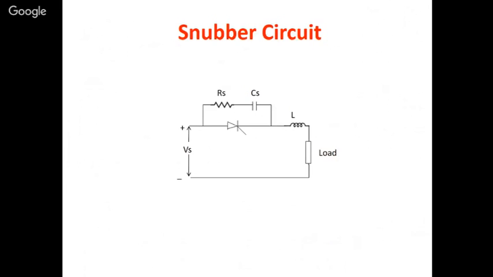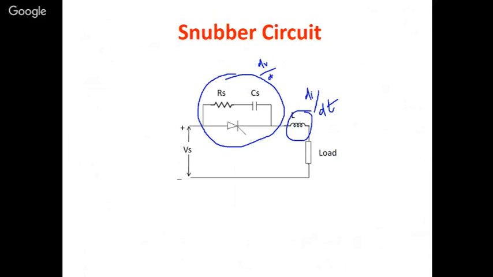Okay, next is the snubber circuit. This is the circuit which is used for dV/dt protection. This portion is the main portion which is used for dV/dt protection, and this inductor is used for di/dt protection, that is the rate of change of current. The di/dt, the rate of change of current, will be protected by this inductor, and here dV/dt is protected by this snubber circuit. Okay, so this is the snubber circuit.